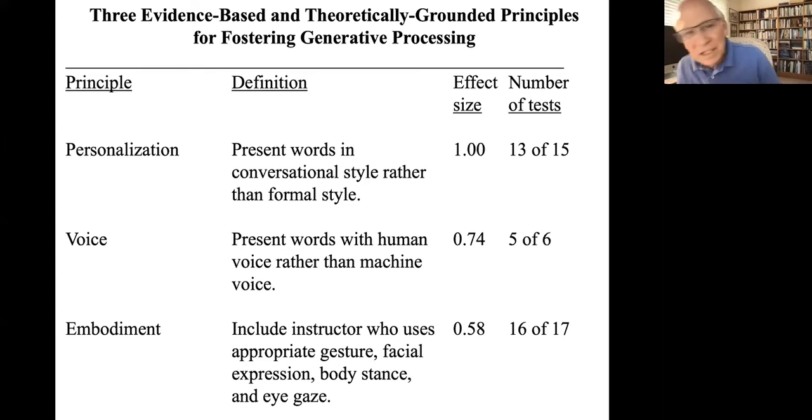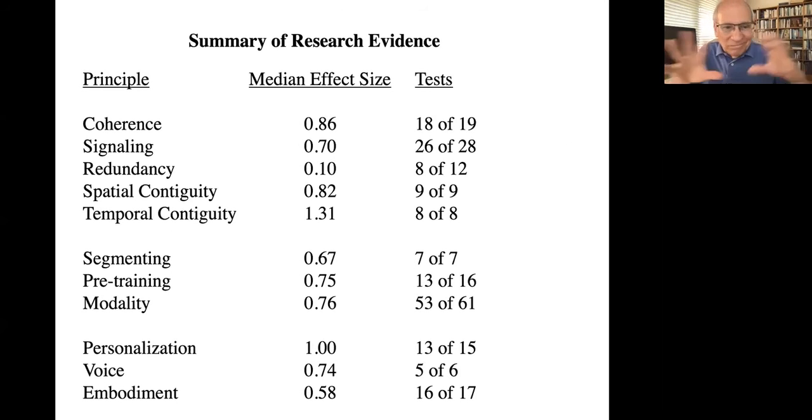So if we look at these techniques for fostering generative processing, we see that the personalization principle, people learn better when words are in conversational style rather than formal style. The voice principle, which is that people learn better from a positive, friendly human voice than an uncaring-sounding machine voice, and the embodiment principle. So this is the summary. So these are 11 principles.